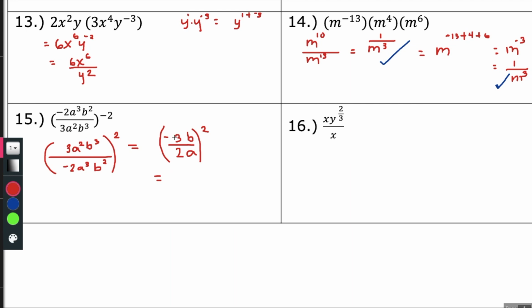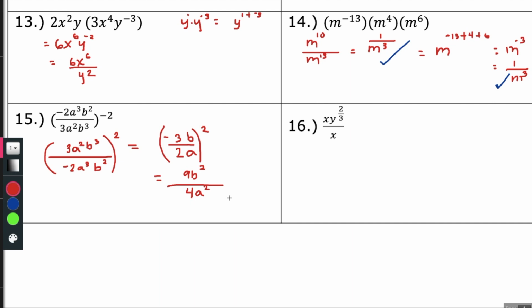So 3 squared is 9. b^1 times 2 is b squared. 2 raised to the 2 is 4. And a^1 times the second exponential power, you will get 4a squared. So this is your final answer.